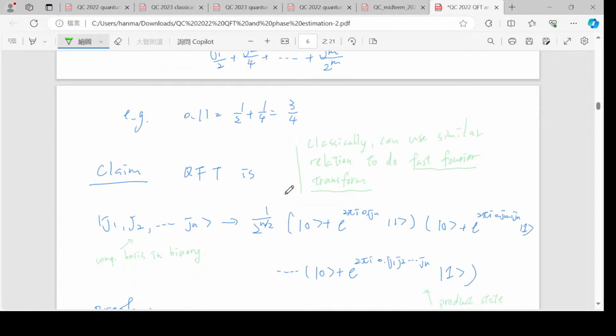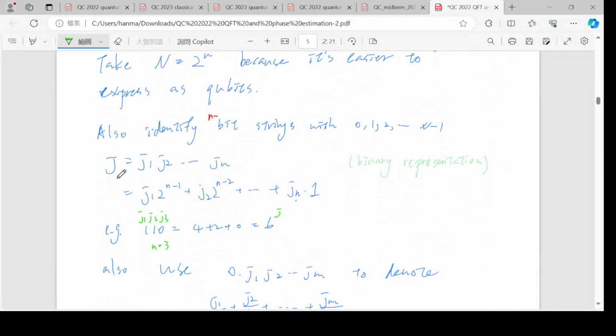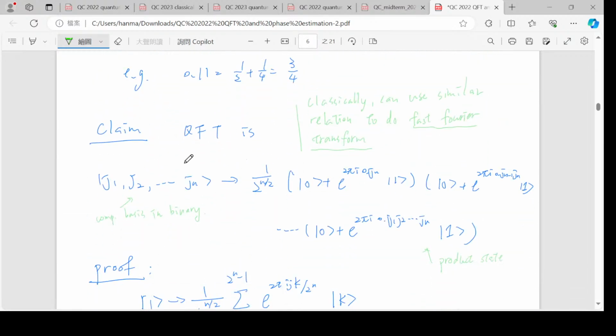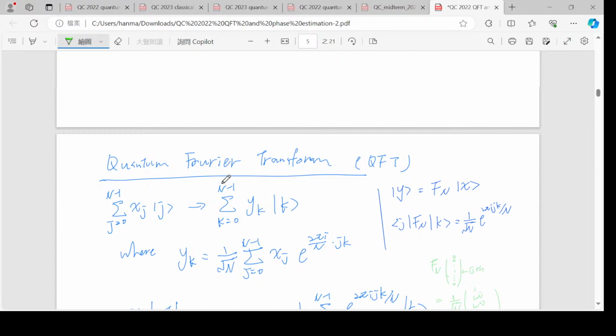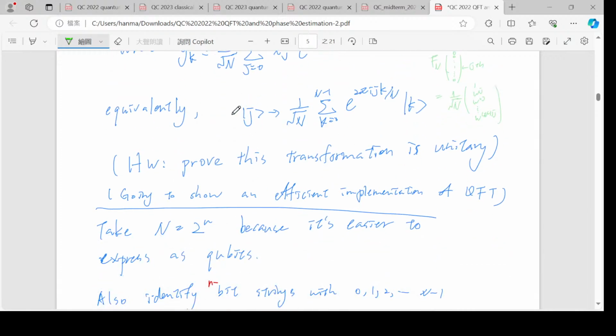Why do we go over this, restricting N to a power of 2 and talking about binary numbers? Because we now have a more factored representation of the QFT. We're going to show what the QFT does on a computational basis state. So we have your input. Before, we had this sum over K, right? Now our J is the input state J.